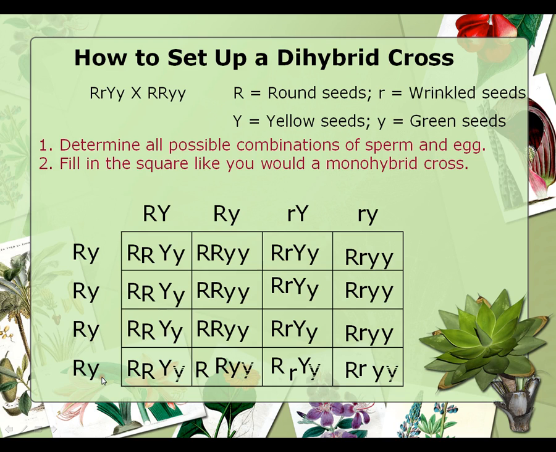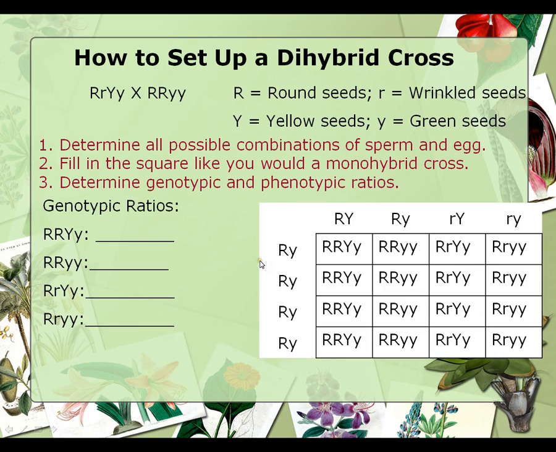And the last time, a lowercase y in each of the 4 boxes. So now you have your offspring. Not too complicated, huh? Let's go on and talk about how to determine the genotypic ratios. I already have them listed here, which you may not have listed out on your practice problems.